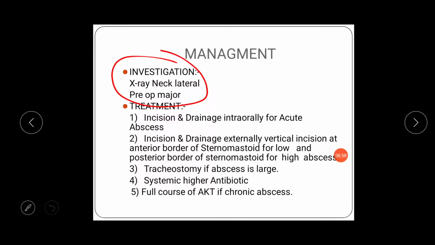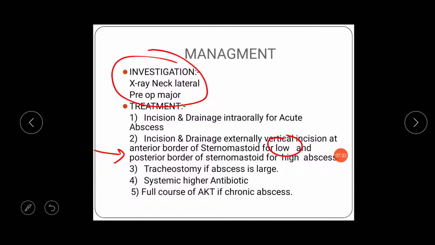Investigation is X-ray neck lateral view. Pre-op major investigations for incision and drainage are CBC, RBS, and routine investigations. Treatment is incision and drainage intraorally for the acute abscess, and incision and drainage externally for the chronic abscess. Vertical incision at the anterior border of sternocleidomastoid for the low abscess, and for the high abscess, posterior incision and drainage at the posterior border of sternocleidomastoid.